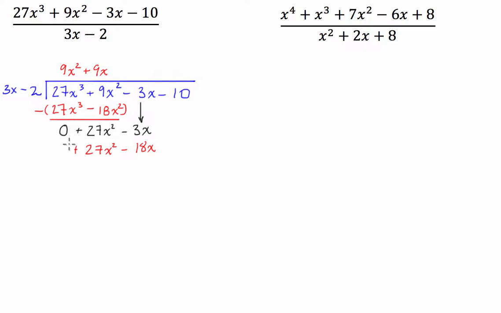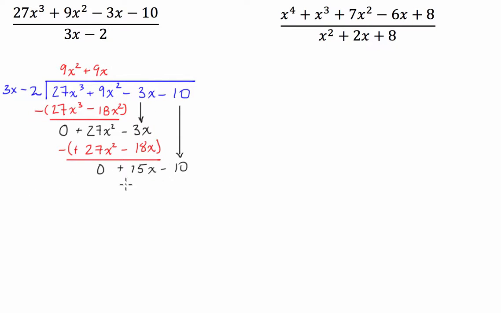Great. Now I'm going to subtract that from the line above. So we have 27x squared minus 27x squared is 0. Negative 3x minus negative 18x is going to be equal to plus 15x. Then we bring down the negative 10. Cool.